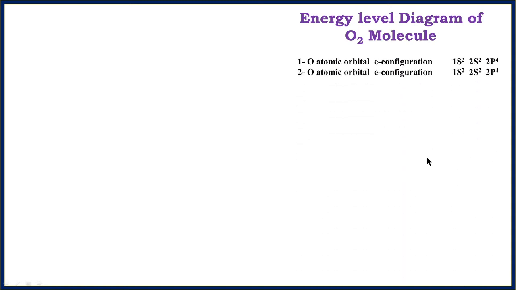Hello dear friends. In this video, we are going to learn about the energy level diagram of the oxygen molecule. First, let us consider the electronic configuration of the oxygen atom. The electronic configuration of the oxygen atom is 1s2, 2s2, 2p4. Here I am considering two oxygen atoms because the oxygen molecule, O2, has two atoms.